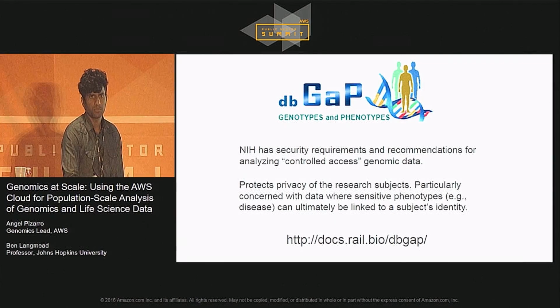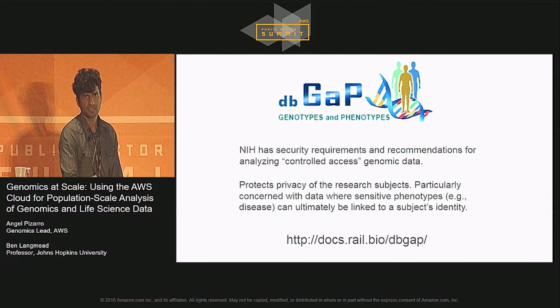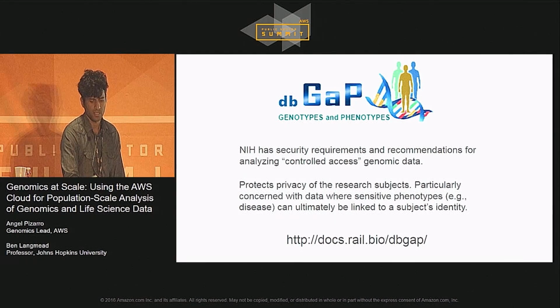So we built support for analyzing dbGaP protected data in the cloud with Amazon Elastic MapReduce into RailRNA, and you can do it yourself. You pick your favorite dbGaP protected data set, and you can visit docs.rail.bio/dbgap to figure out how to get up and running with RailRNA to analyze the data.